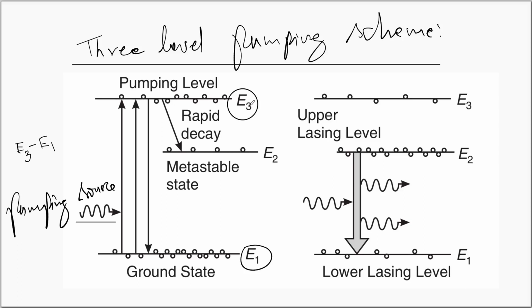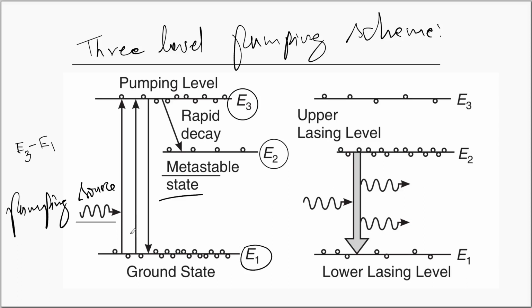E3 is a normal state. As a result, the atoms will spontaneously drop to an energy level E2, which is the metastable state. Meaning the E2 energy level has a very long lifetime, because of which the number of atoms in the E2 level keeps on building up, while the number of atoms in the ground state will be depleting. So we are continuously supplying the energy.